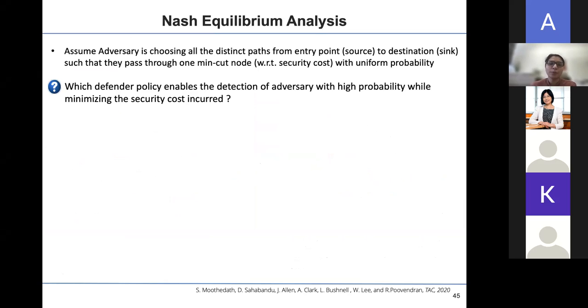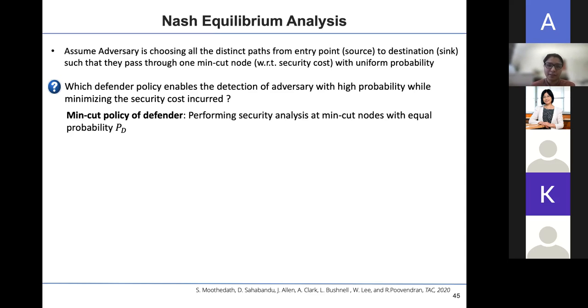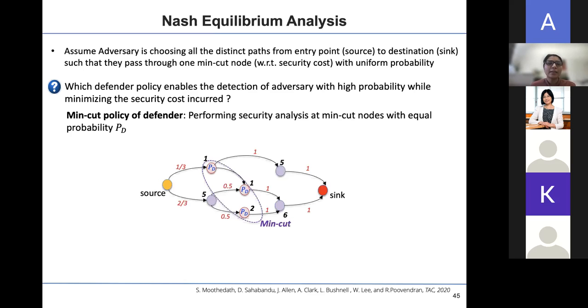So what we now do is, we get these two key observations regarding the best response, right? So we put this assumption: assume the adversary is choosing all the distinct paths from entry point to destination, such that each will pass through one min-cut node with uniform probability. Suppose we impose that as an assumption, and now try to solve for the best response of the defender, right? And then we get that as the solution, the defender indeed selects the min-cut nodes and also with equal probabilities.